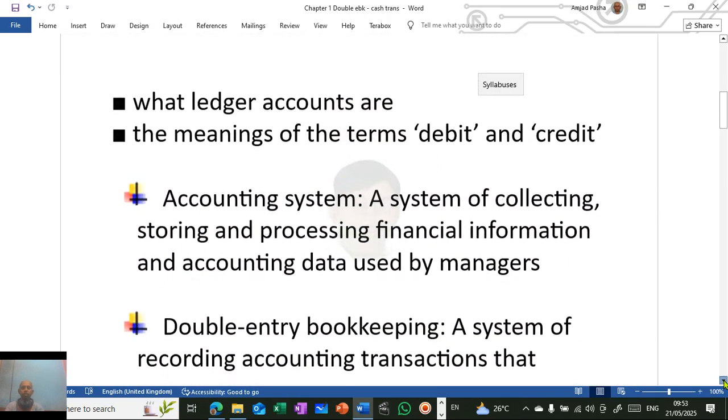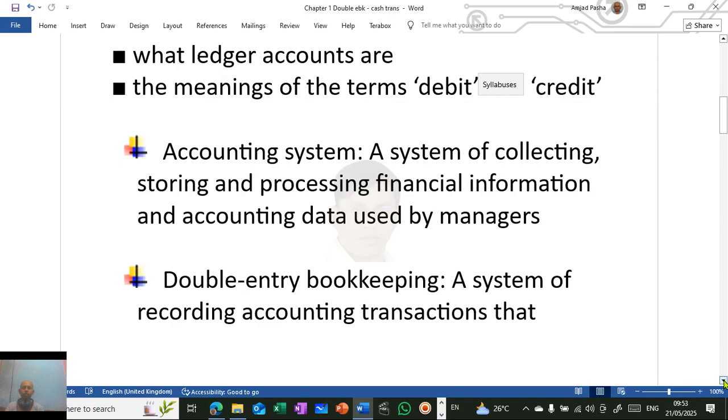So accounting system. What is an accounting system? A system of collecting, storing, and processing financial information and accounting data used by managers. So that is what an accounting system is. This is for you to just understand what it is, so you don't have to do any problems based on this.